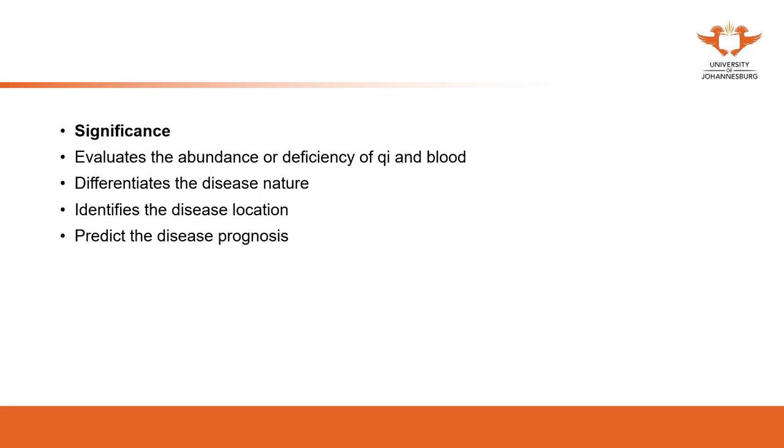So what's the significance of observation? We can identify the qi and blood. We can differentiate the disease nature. How to differentiate that from the color? Identify the disease location. Predict the disease prognosis.